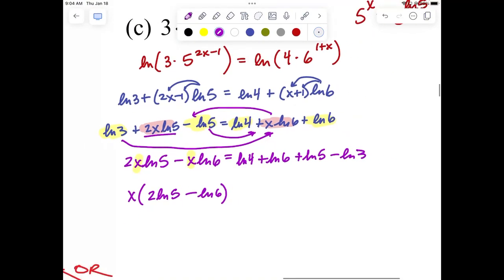And on the right-hand side, if you want to start condensing that, like, can we condense this right here? What's the natural log of 4 plus the natural log of 6? That's just the natural log of what? Nope.